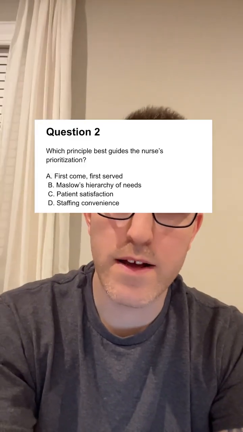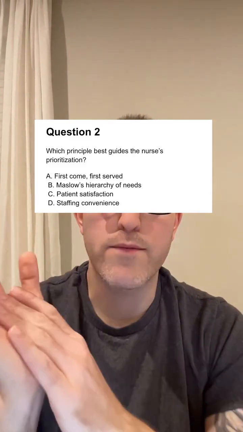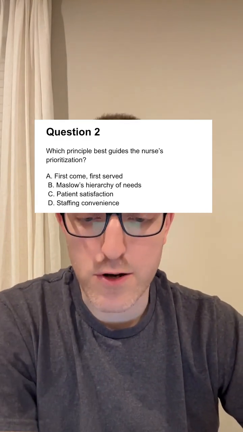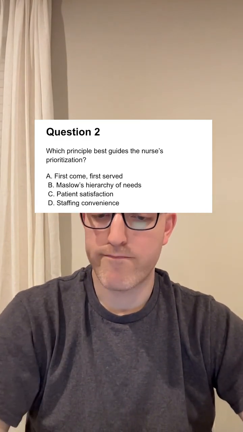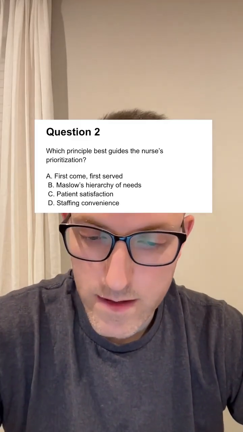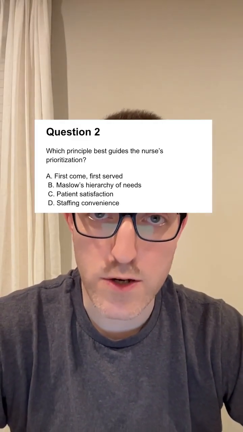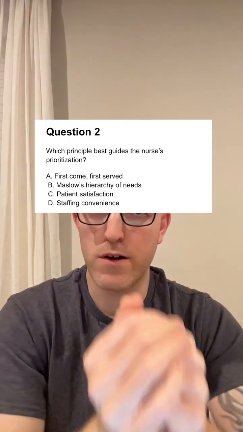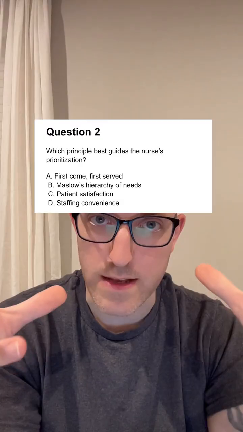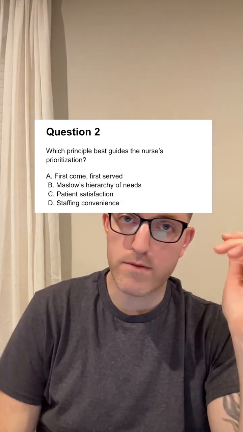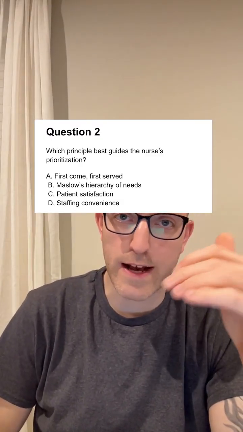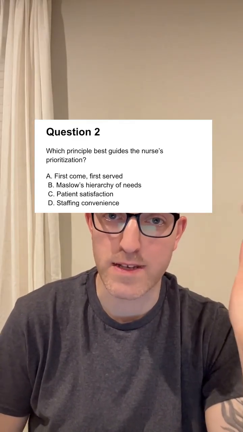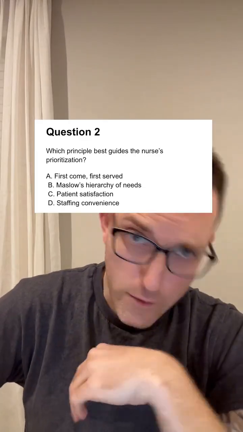Question 2, what principle best guides the nurse's prioritization? This should be pretty straightforward. This is Maslow's hierarchy of needs. For this question, Maslow isn't theory here. It is survival logic, so it is also the only answer that makes sense. You're not doing nursing actions based on patient satisfaction or staffing, or first come, first serve. It doesn't make any sense.